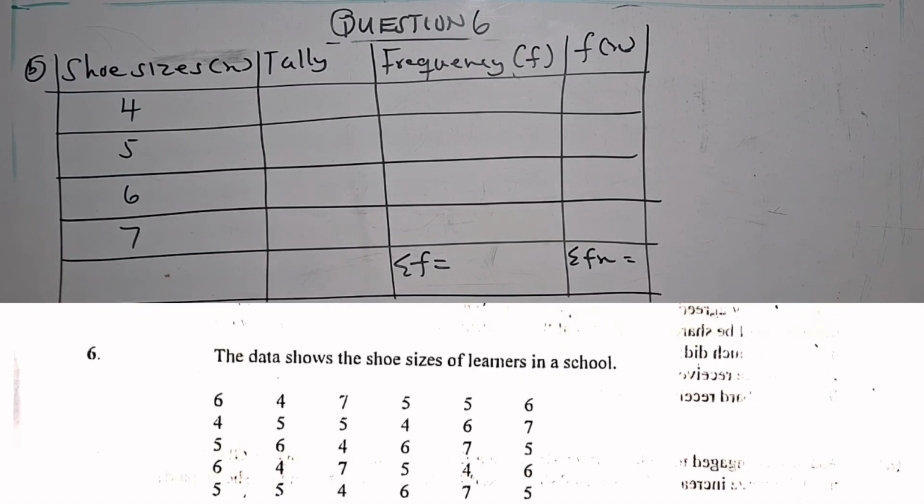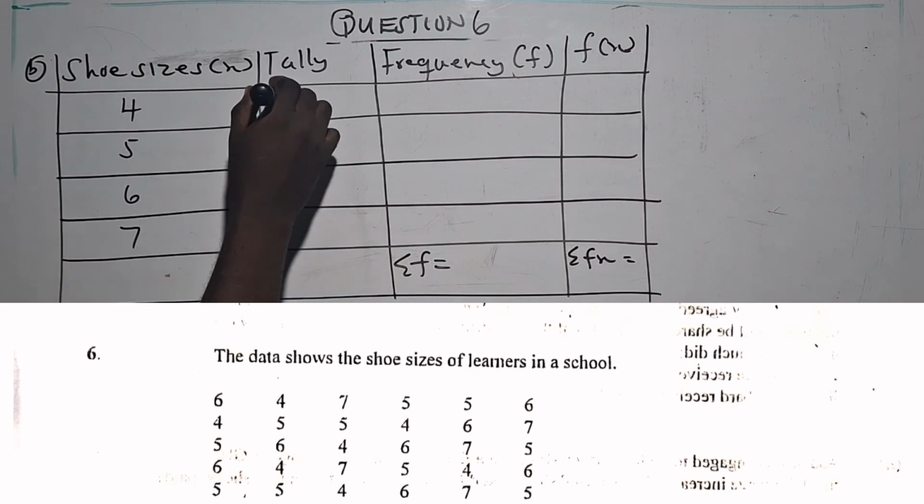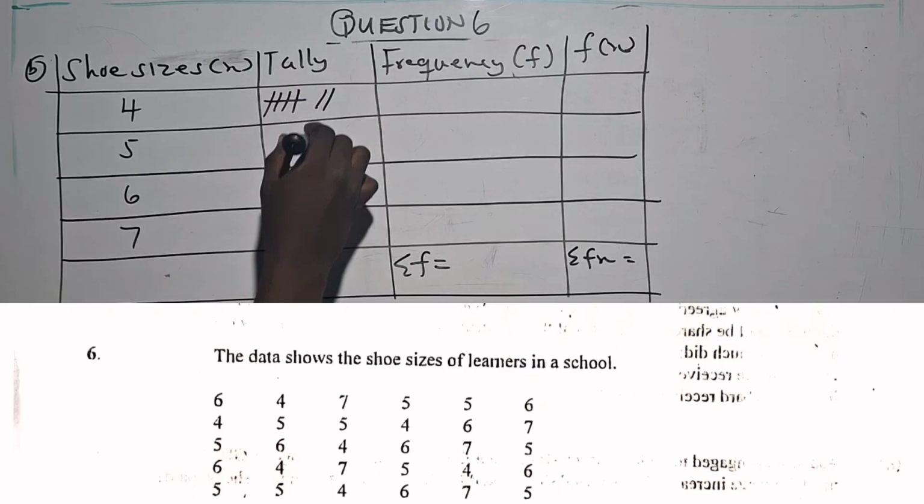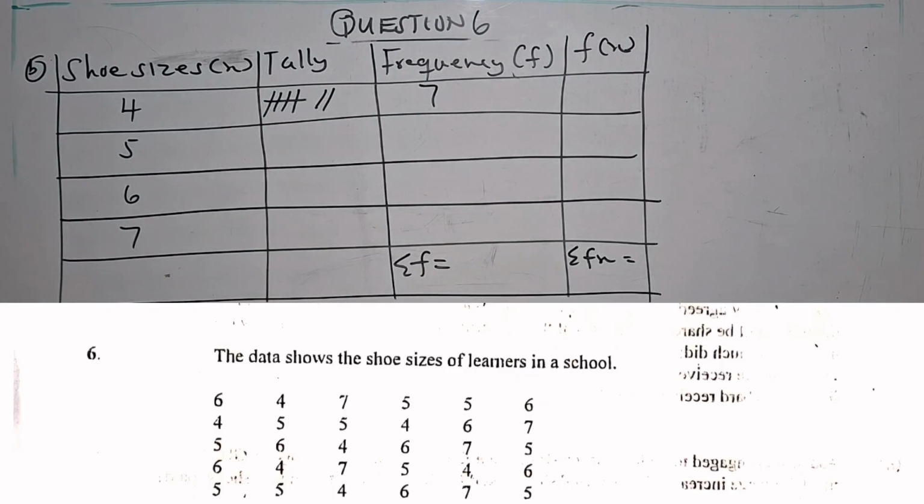So when you count those who wear the shoes, they are 7. And the tally: 1, 2, 3, 4, we cross the fifth one, making 5, so 7. So this is going to give us 7.